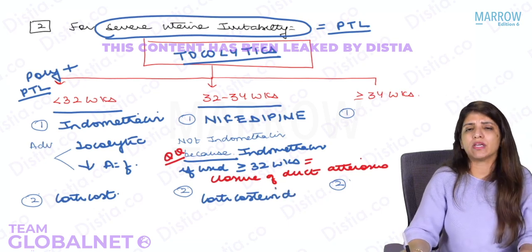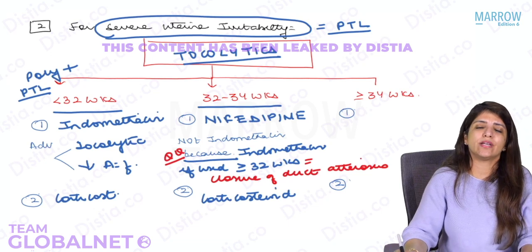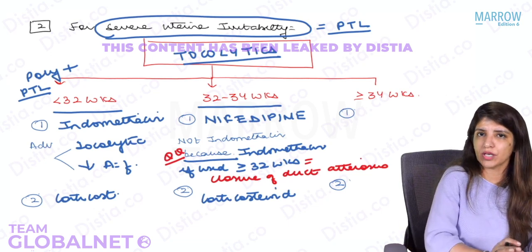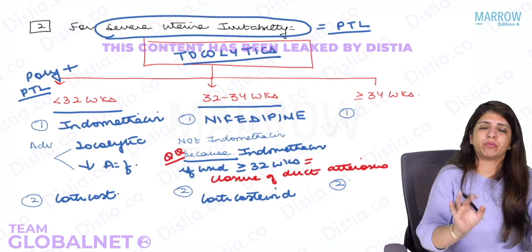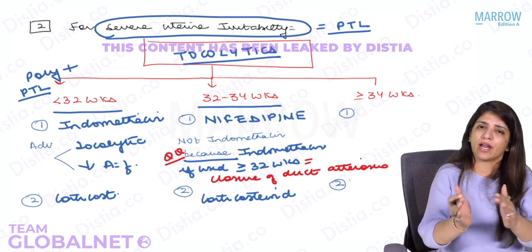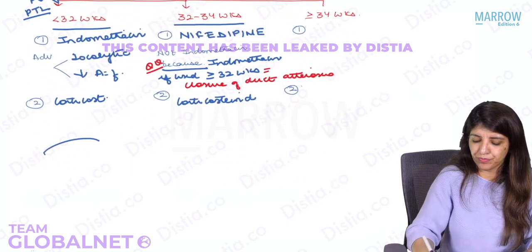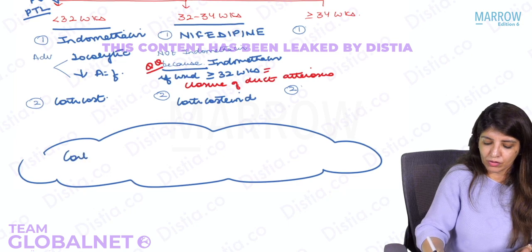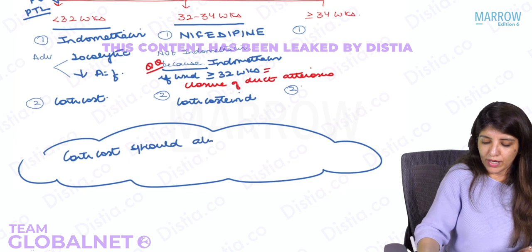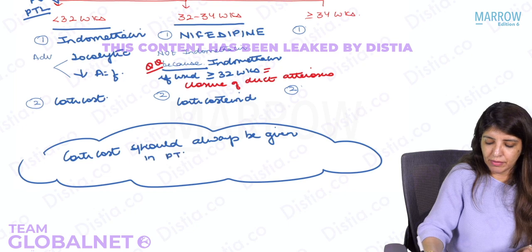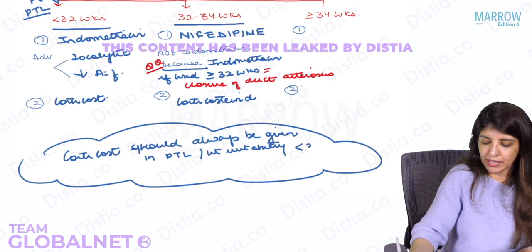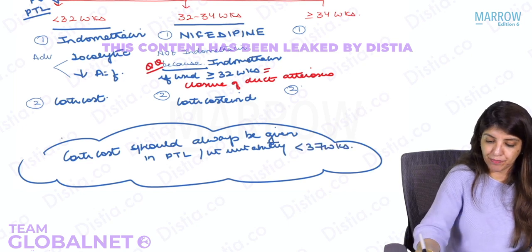Corticosteroid should always be given whenever a patient comes to you with uterine irritability at less than 37 weeks. So whenever a patient comes to you with preterm labor or uterine contractions happening at less than 37 weeks, you should always give corticosteroids. Corticosteroids should always be given in preterm labor or uterine irritability which is happening at less than 37 weeks, right?